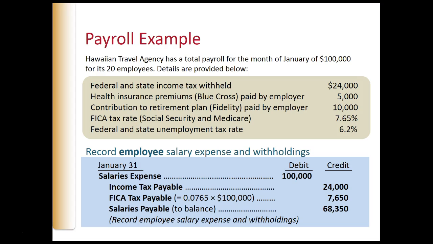So you see here the salaries expense is $100,000. The income tax payable is a credit of $24,000. The FICA tax payable is $7,650, and the salaries payable would be the net, $68,350.